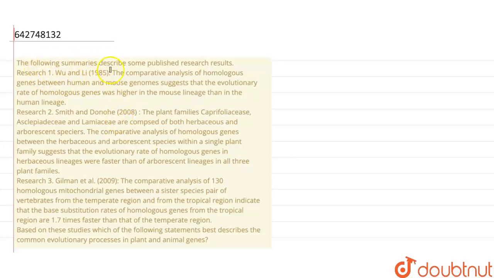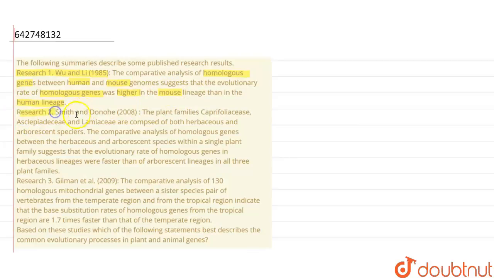Everyone, let's read the question. The following summaries describe some published research results. The first research is by Wu and Li in 1985. The comparative analysis of homologous genes between human and mouse genomes suggests that the evolutionary rate of homologous genes was higher in the mouse lineage than in the human lineage.